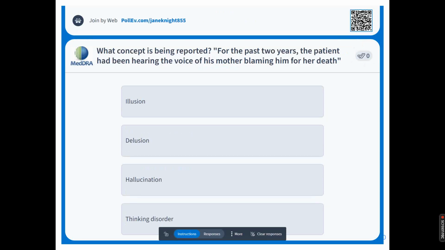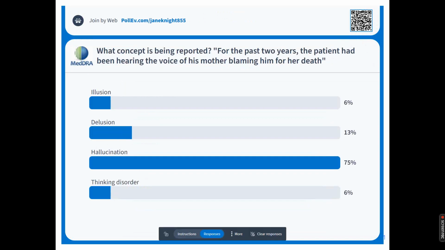So now these are the concepts. Which concept would you go for? So these are not necessarily MedDRA LLTs. These are the concepts. What concept would you be looking for in the browser? Yeah, let's see where your votes are. Oh, look at that. Overwhelmingly, we seem to be all agreeing that it's some kind of hallucination.